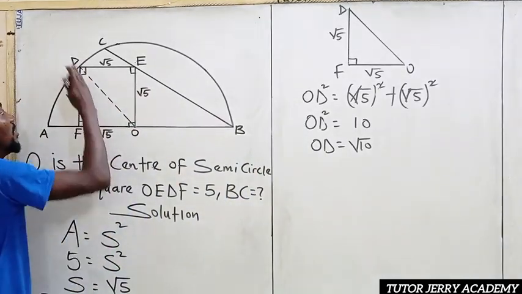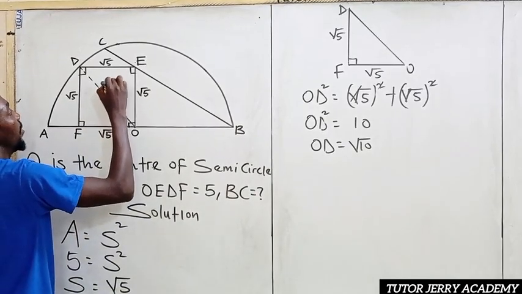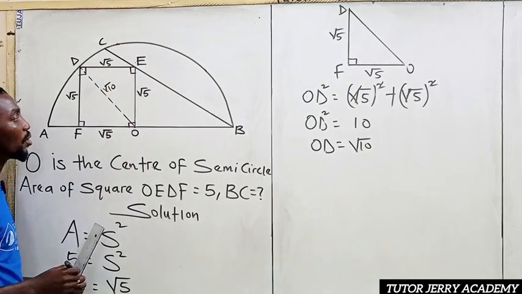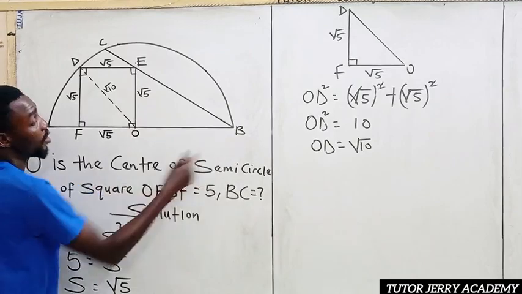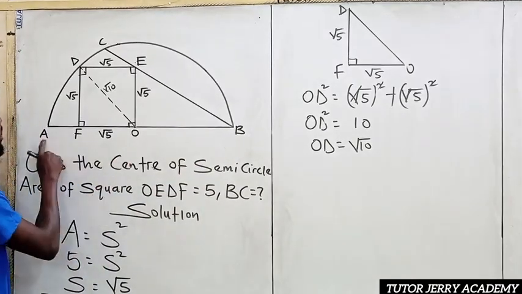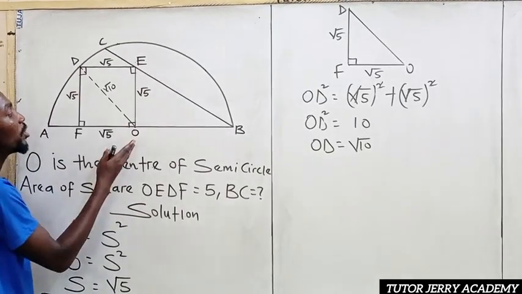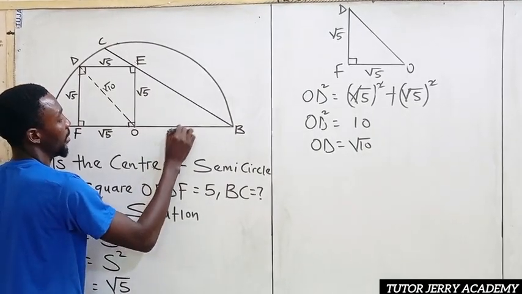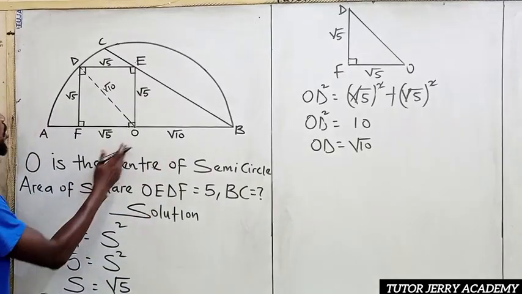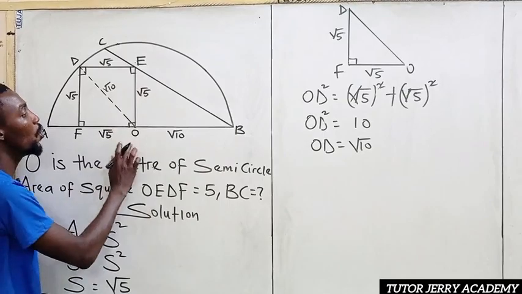So it means that the radius is root 10. You're also going to notice that OB is also a radius and OA is also a radius. So OD is equal to OB, which is root 10, and it's also equal to OA.